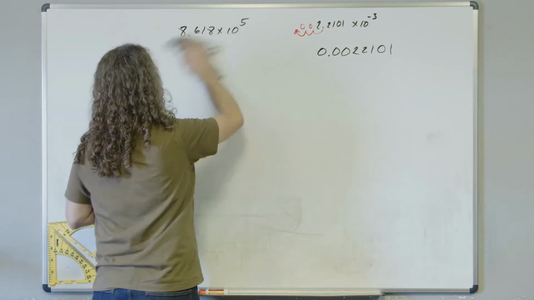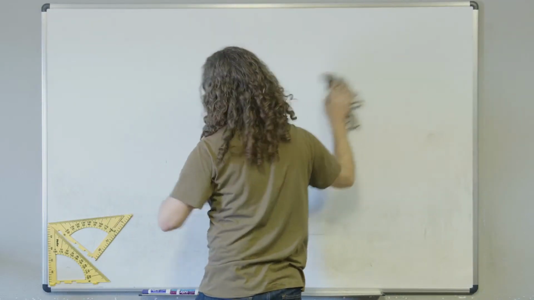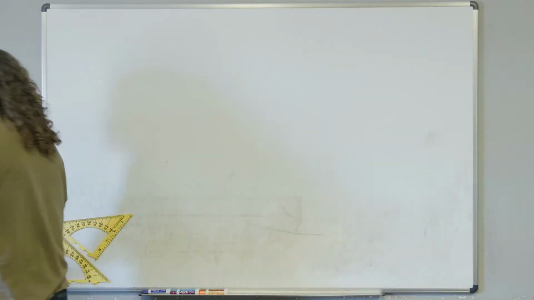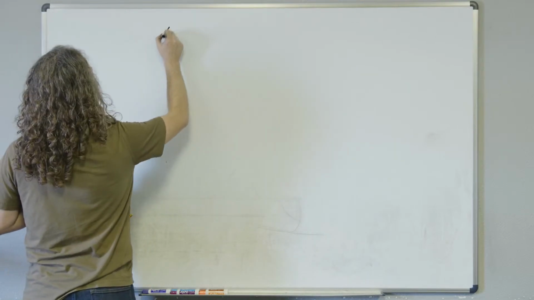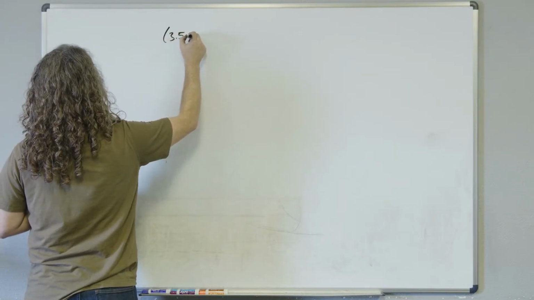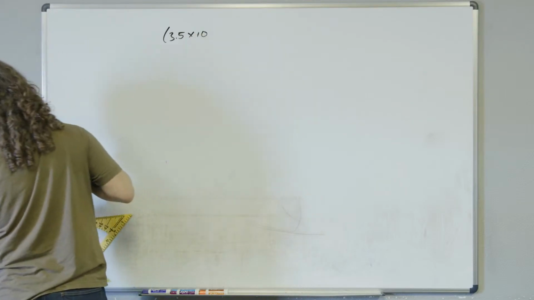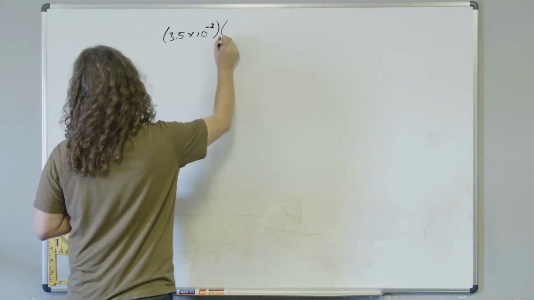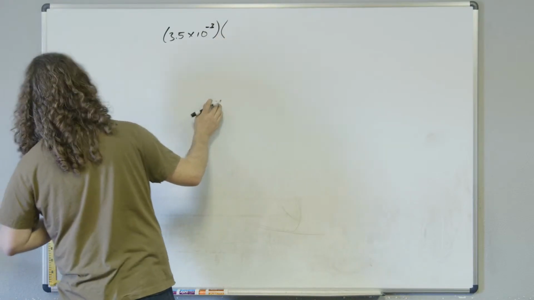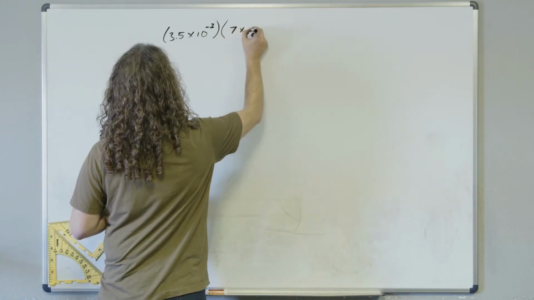Okay. What about multiplying numbers in scientific notation? So we're going to do 3.5 times 10 to the negative 3 times 7 times 10 to the 5th.